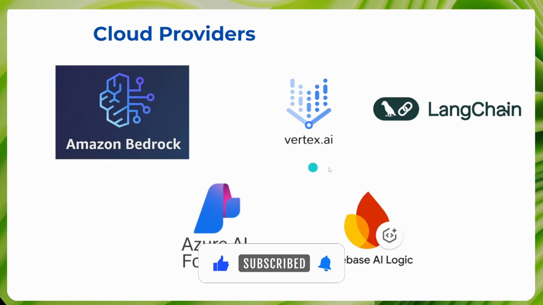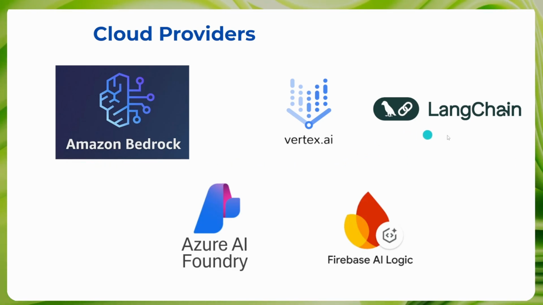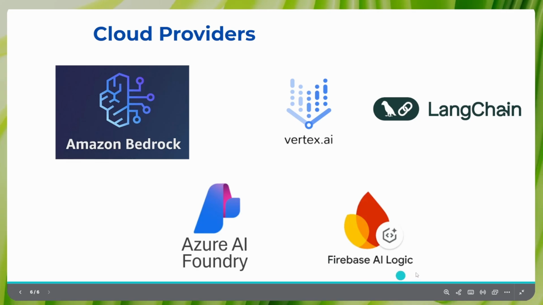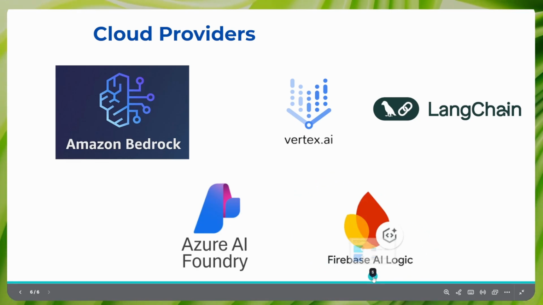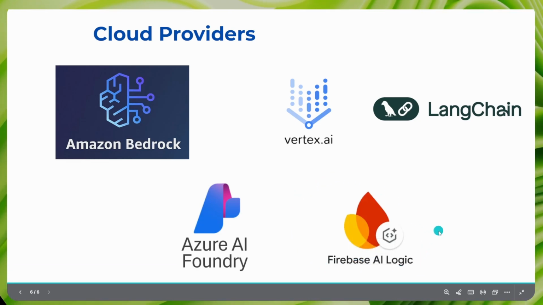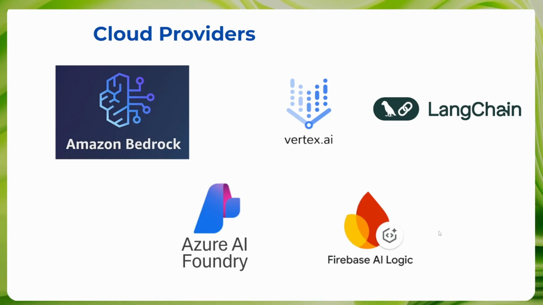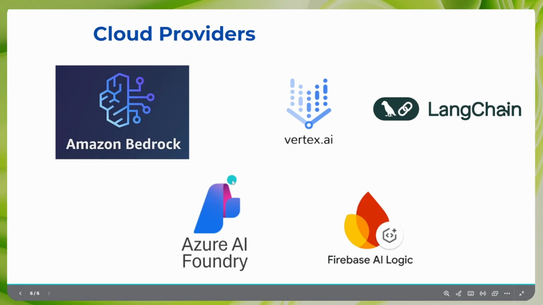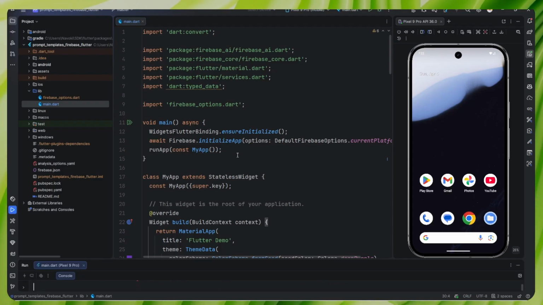So there are many cloud providers that provide these kinds of services to manage prompts: Amazon Bedrock, Vertex AI from Google, LangChain, Azure AI Foundry, and even Firebase AI Logic. Firebase AI Logic is part of Google Cloud only. And in this tutorial, we are going to see how to implement Firebase AI Logic server as a prompt on the client-side application in Flutter. Conceptually, all this prompt management works in a similar manner on these cloud providers. Only a few implementation details change.